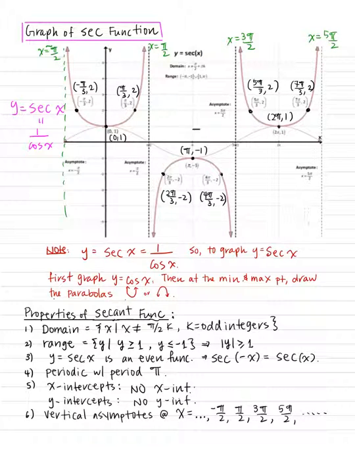The next one is the graph of the secant function. So remember that secant of x is 1 over cosine of x. To graph y equals secant of x, all you have to do is first graph y equals cosine of x. Then at the minimum and maximum points, all you have to do is draw the parabolas, just like what you did with the cosecant function. So let's look at one cycle of cosine. It's going to start from 1 and then 0. So let's just look at this piece right here.